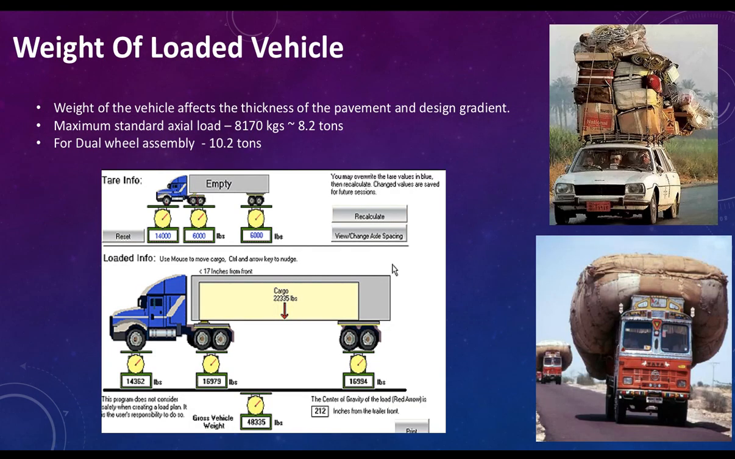Next, weight of the loaded vehicle. Normally there is a limit for all the vehicles after being loaded, but in India you can see how it is carried out. But still there should be a limit for everything, because finally the pavements are designed for some loading. If it goes beyond it, we get those potholes and pavement distress. So maximum standard axle load should be 8.2 tons. For dual wheel assembly, that is a bigger vehicle, the limit is 10.2 tons.